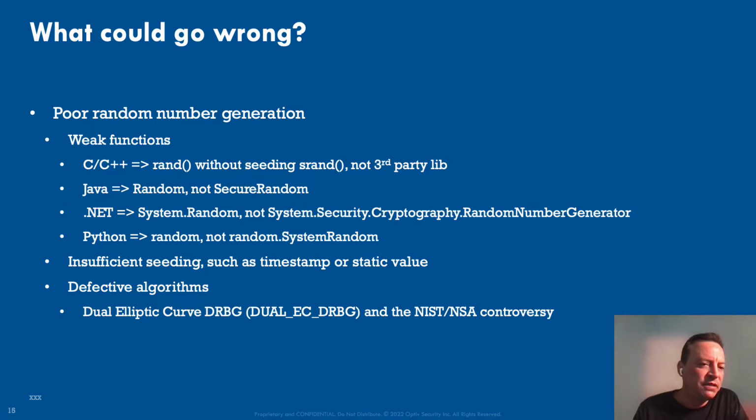So insufficient seeding, such as using something very simple like a hard-coded value in your source code or just a timestamp. These are all obvious and easy ways to reverse if you're trying to break that encryption and again get back to plain text. Or using defective algorithms.